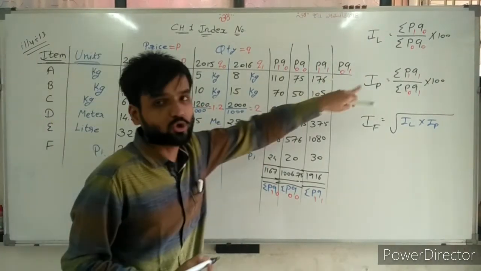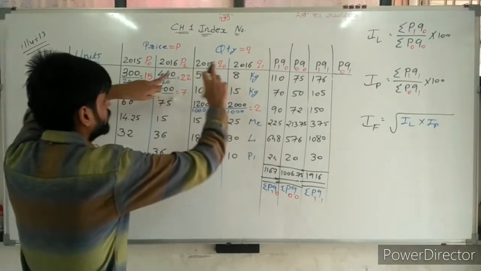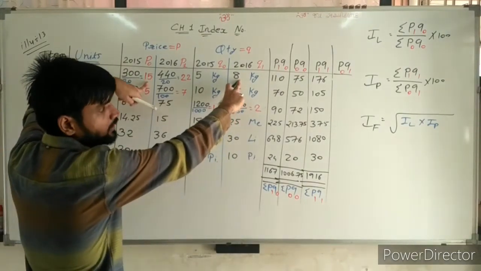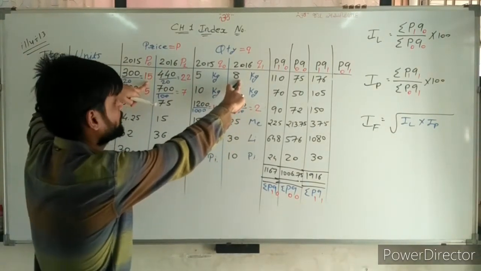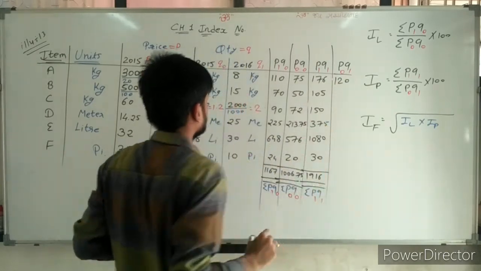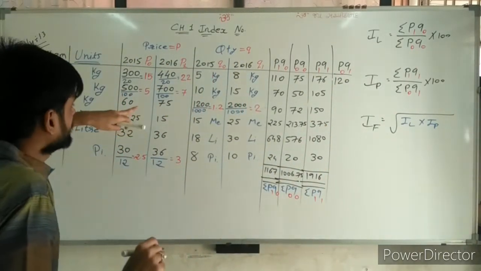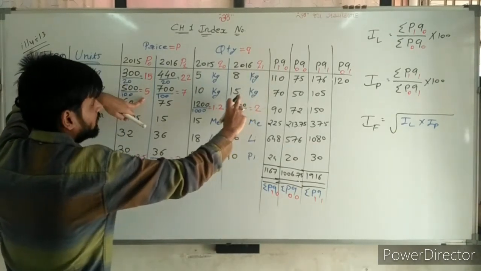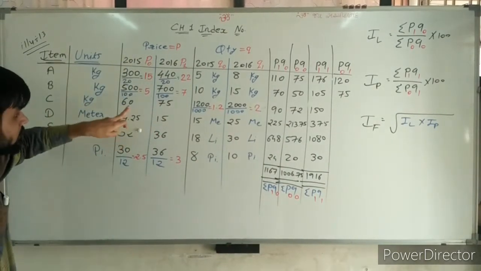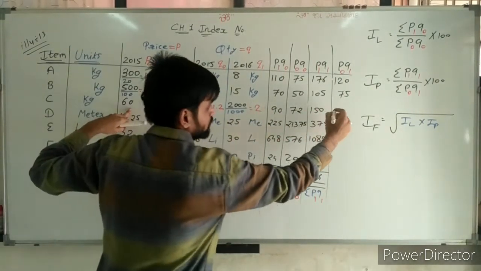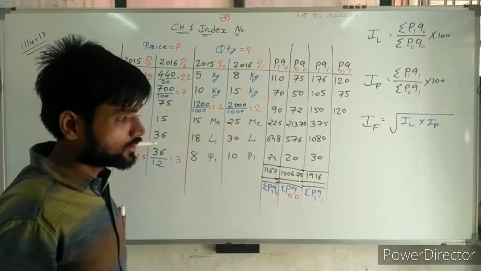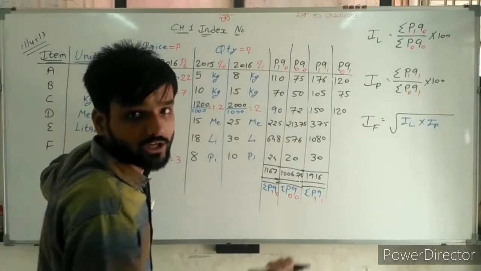Going ahead, P0 Q1. Now P0 and Q1. So multiplication of these two that we need to do. 15 into 8, 120. 5 into 15, 75. 60 into 2, 120. 14.25 into 25, so I will get 356.25.